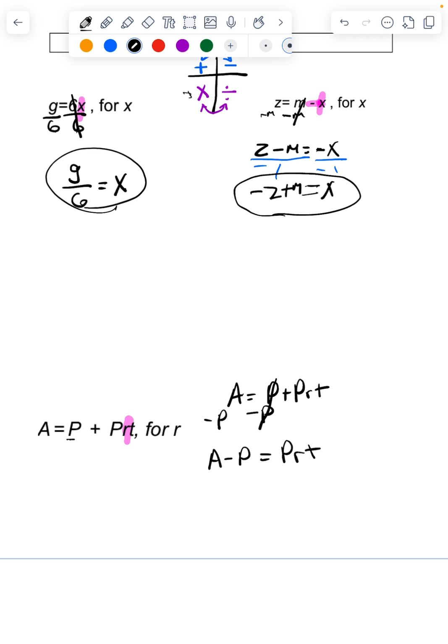Now, you can do this in two different ways. I'm going to show you an easier way because they're the same inverse operation. It's p times r times t. They're both multiplication, which means I'm going to divide to get r by itself. I don't want to move the r, I just want to move the p and the t. And the best way to do that is to actually divide by both letters, pt.